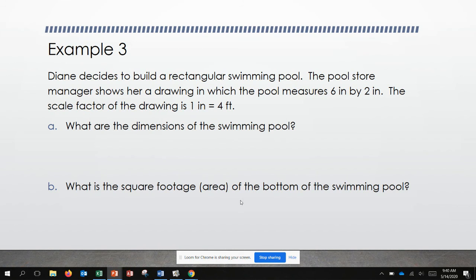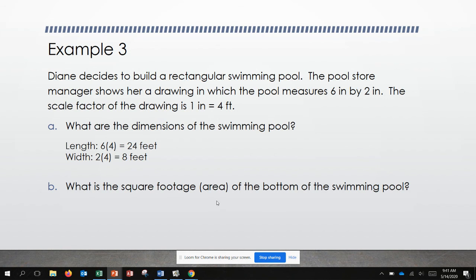So again, what we need to do is we need to take our length and our width, okay? And in this case, multiply each of them by 4, since 1 inch is equal to 4 feet. So our length is going to be 6 times 4, which is 24 feet, and that means our width is going to be the 2 inches in the drawing times the actual 4 feet each inch represents, gets you 8 feet.